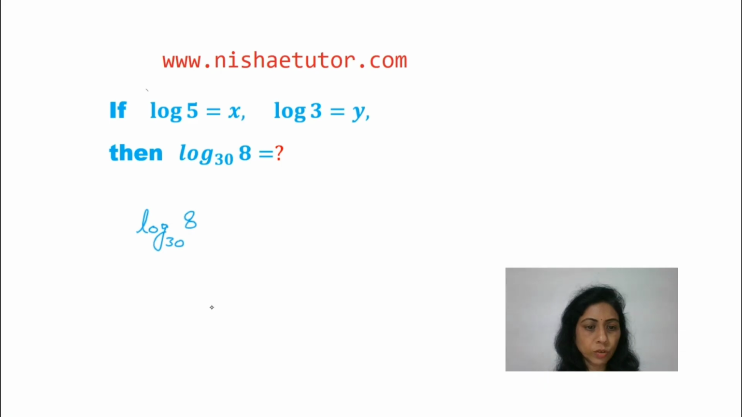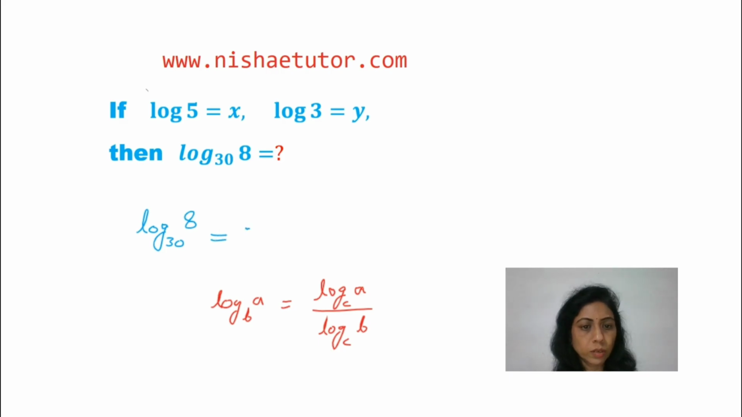Here I am using the logarithmic property, log a base b. So log a base, you can choose any one. Okay, I am using here base 10. Log a upon log b, and here base change. This property we can use here. So log 8 upon log 30, and here base 10.